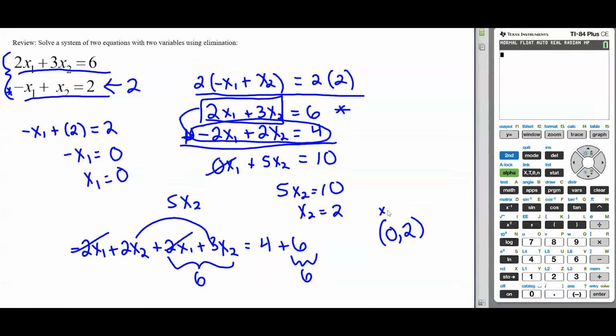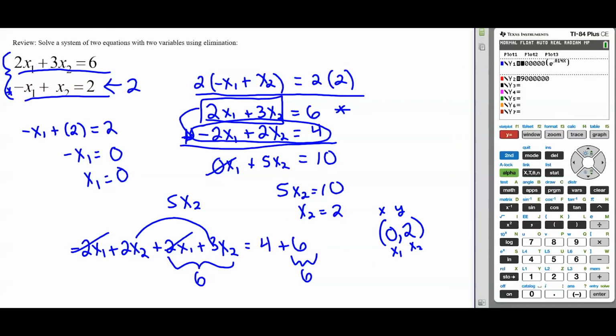You might think of this as x and this as y, but in our case, we're calling this x1 and we're calling this x2. All right. So when x1 is 0 and x2 is 2, it's going to solve both equations at the same time. So what does that look like graphically? So let's use our calculator.